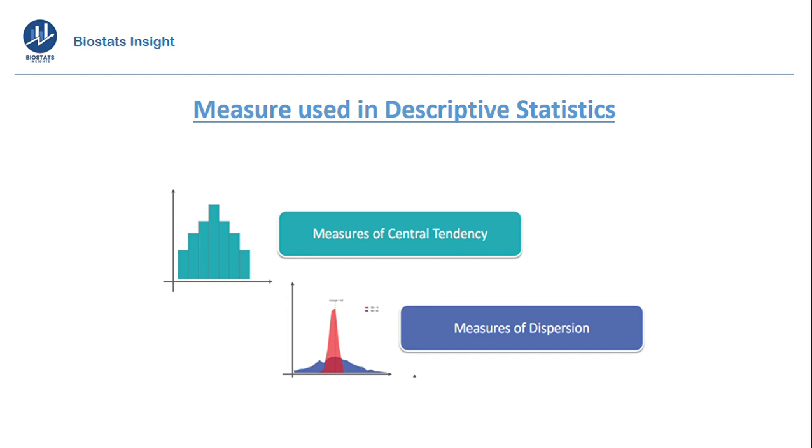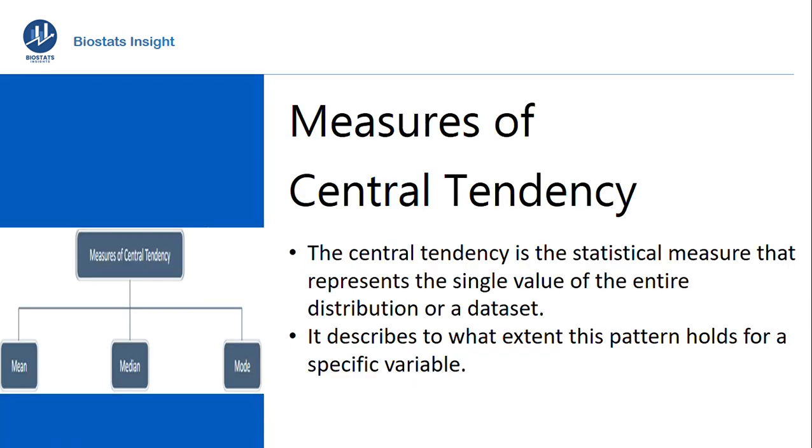Measures used in descriptive statistics are measure of central tendency and measure of dispersion. Measure of central tendency is a statistical measure that represents a single value of the entire distribution or data set. So basically central tendency provides you the center value of your data sets. It describes to what extent the pattern holds for a specific value.